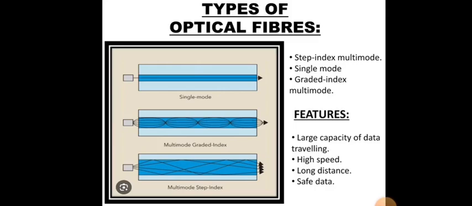Each optical fiber in a multimode cable is 10 times bigger than the fiber in a single mode cable. The multimode cables can send information only over relatively short distances and are used to link computer networks together. Now the features of the optical fibers are that they have large capacity of data traveling, high speed, long distances and safe data.